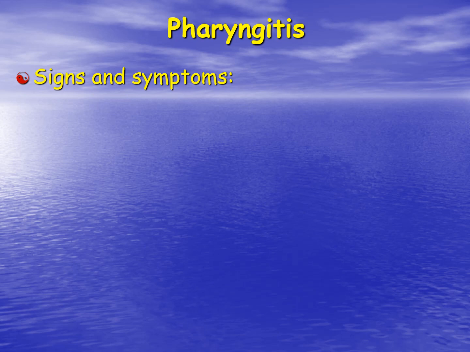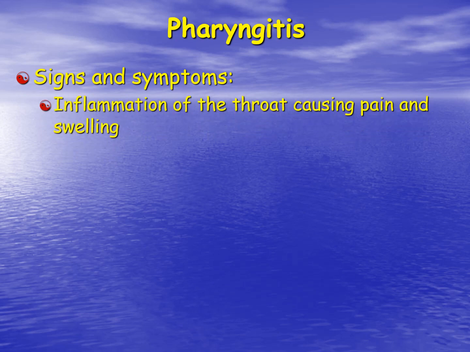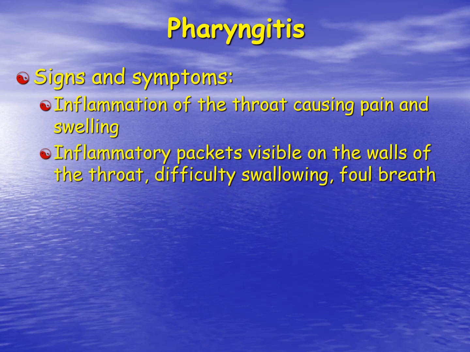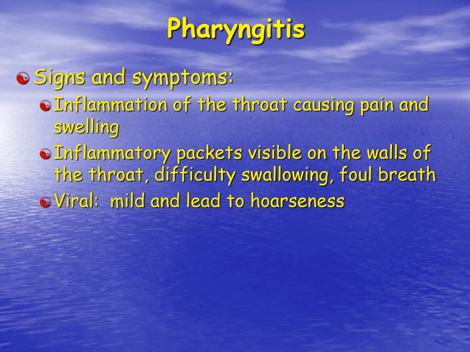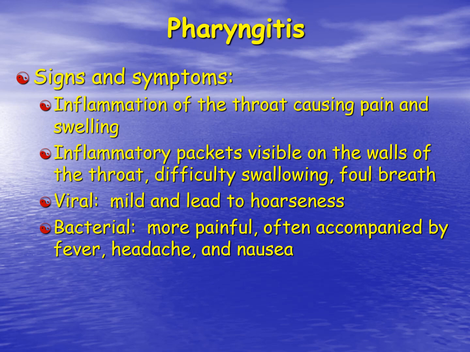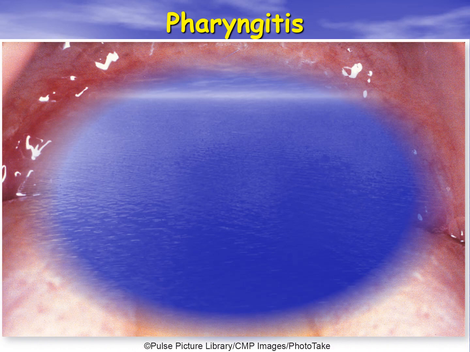Pharyngitis, and this is basically the sore throat. Inflammation of the throat causing pain and swelling. Inflammatory packets are visible on the wall of the throat, and this can actually result in difficulty in swallowing, foul breath, sometimes even difficulty in breathing. And these inflammatory packets are primarily the tonsils. Viral pharyngitis is typically fairly mild and may lead to hoarseness or even loss of voice. Bacterial pharyngitis tends to be more painful, often accompanied by fever, headache, and nausea.